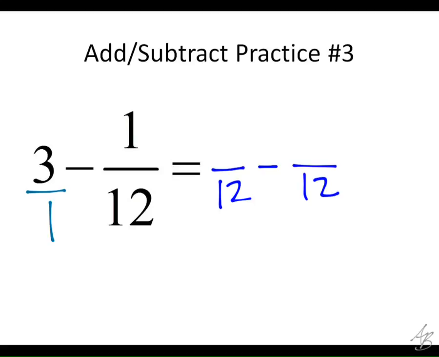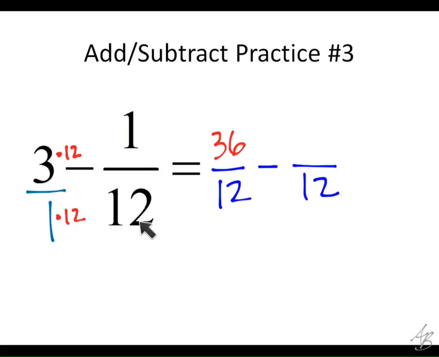And so what do I multiply by 1 to get 12? Multiply by 12. So that's going to give me the 12 here. What am I going to get on top here? How do I get it? Multiply by 12 on top. What's 3 times 12? 36.